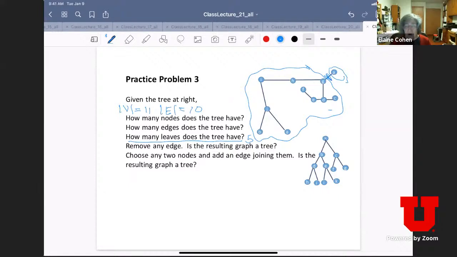Let's see. Are they still trees? It is not a single tree. The current graph is disconnected with two components that are trees. It is not a single tree because it's no longer connected. If I choose any two nodes and add an edge connecting them, well, I can't do that one. I take it back. Any two nodes that are not connected yet, I can pick these two. Then it's still disconnected, and the left component is no longer a tree because it has a cycle.